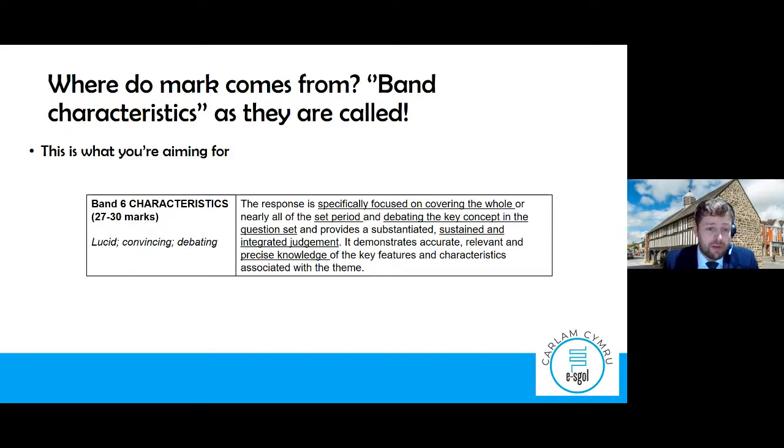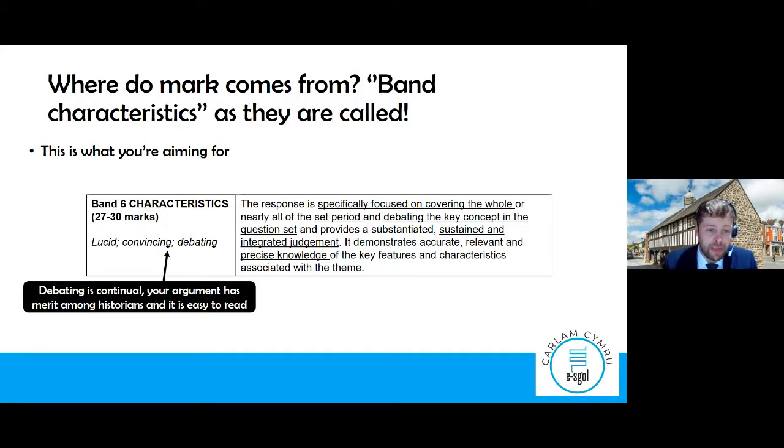So we saw that Band 6 characteristics defined an essay as being lucid, convincing, and debating. Now, what the examiners mean here, obviously I'm a teacher, not necessarily an examiner, is that the debating is continual. It happens again and again and again. It isn't just a little bit of debate added here and there in the essay, or a simple for and against debate.